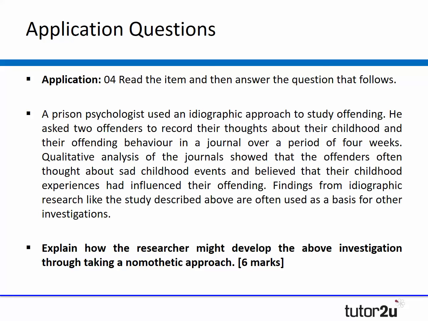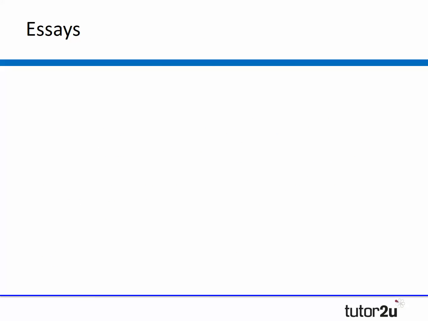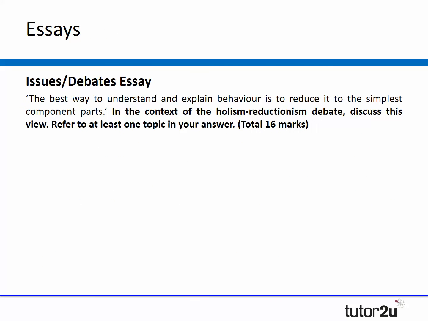And then you get onto the question. Explain how researchers might develop the above investigation through taking a nomothetic approach, 6 marks. So clearly a detailed knowledge of idiographic versus nomothetic approaches is required to even attempt this question, and a really tricky application question, I think.